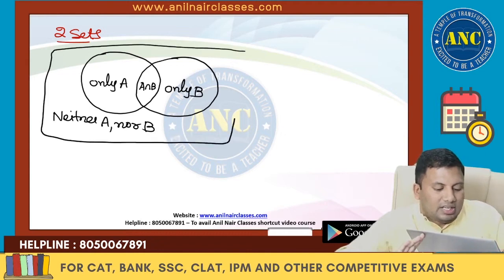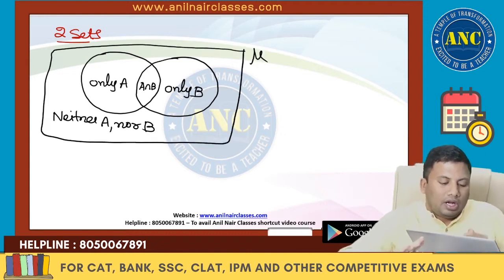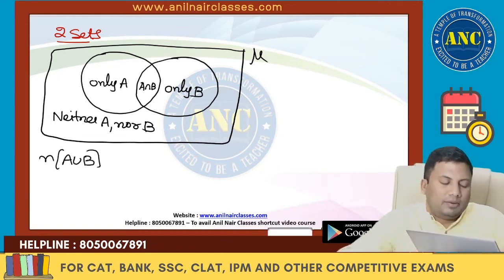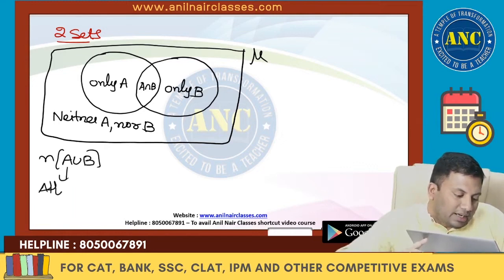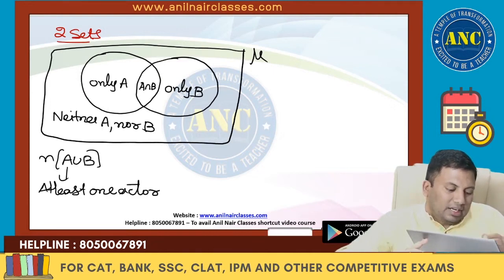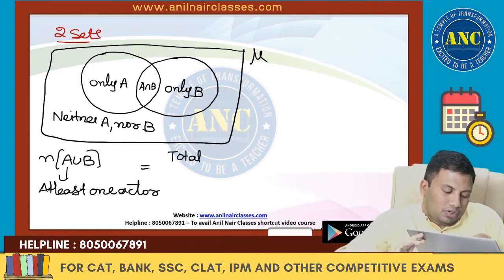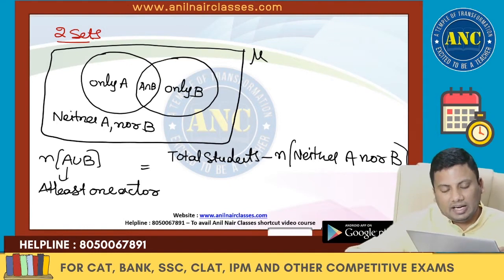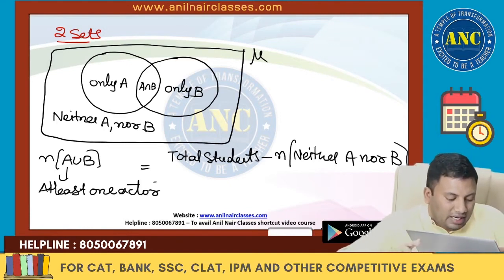And the totality is nothing but mu. Now this combination of regions is known as N of A union B, the number of students who like at least one actor. At least one actor is nothing but, framework 1, total students minus N of neither A nor B. That also gives you the number of students minus the number of students who do not like any actor, which gives the number of students who like at least one actor.